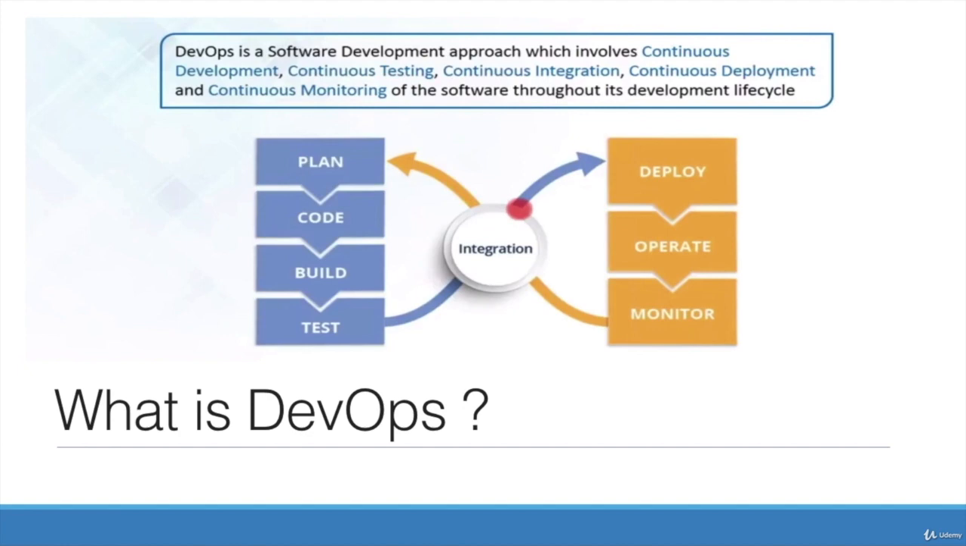If you want, you can release your software weekly, bi-weekly, twice a month, thrice a month, or in 2 months, in 3 months. So basically in DevOps we have very frequent releases. This is the benefit of the DevOps approach.